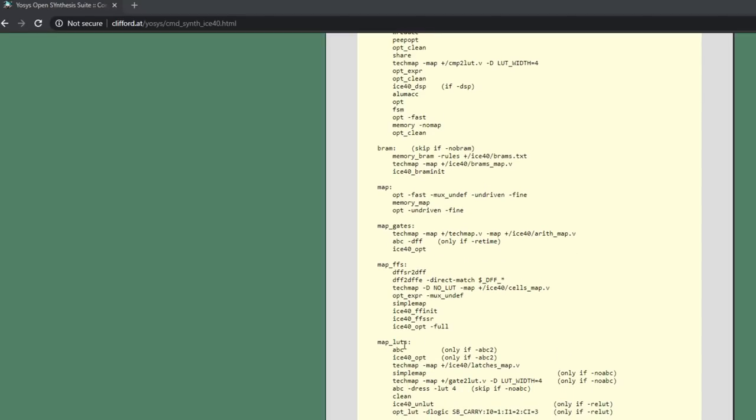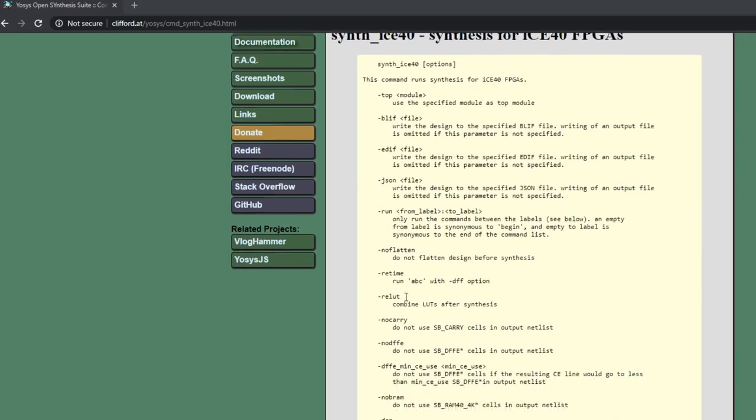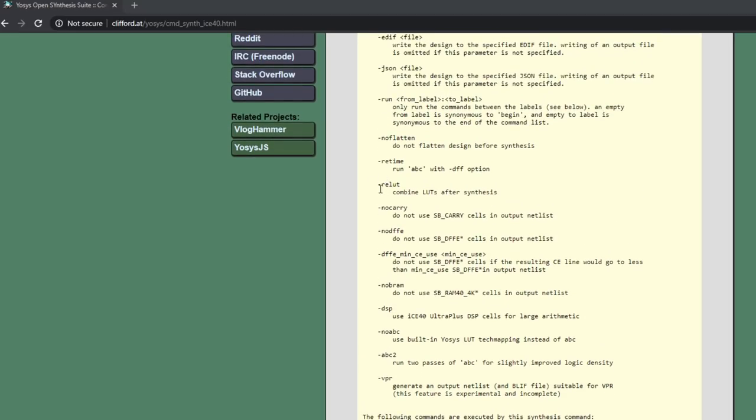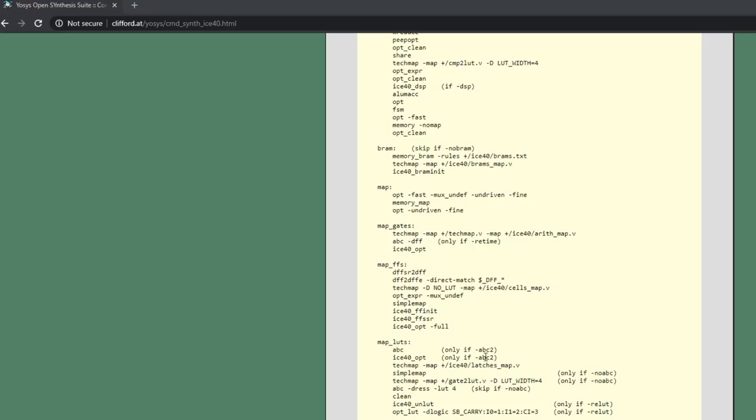Then I saw that under map LUTs, there was an additional run of ABC, which is a logic reduction engine. And then there's another pass of an ICE40 optimizer that runs only if the -abc2 flag is set. There's also another optimization that gets turned on if you turn on -relut. So I looked at -abc2 right over here, and it is actually not set by default. Same thing as -relut. It's not set by default.